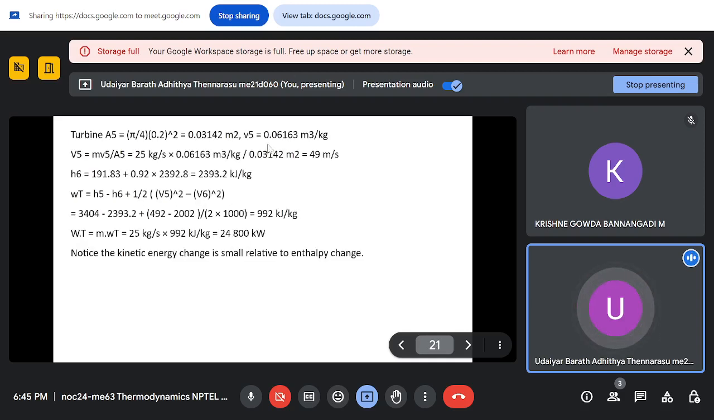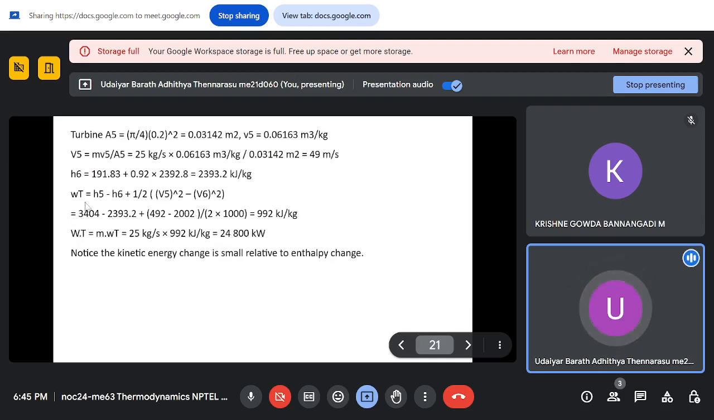Your specific volume will be 0.06163 meter cube per kg, and your mass flow rate is given as 25 kg per second. Substituting that, you can find out the velocity at inlet to the turbine, which will come out to be 49 meters per second. Enthalpy at state 6 is the exit.